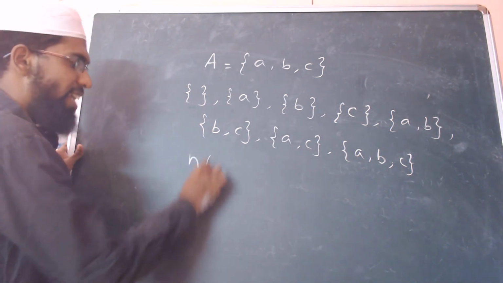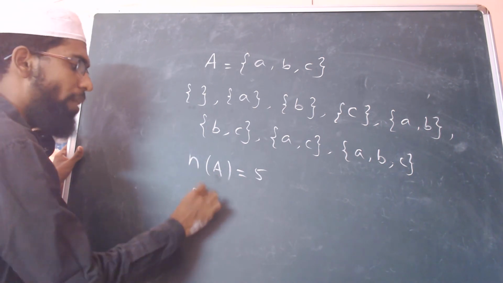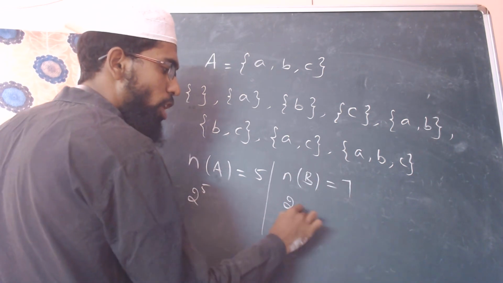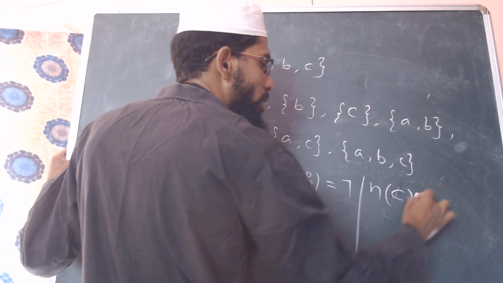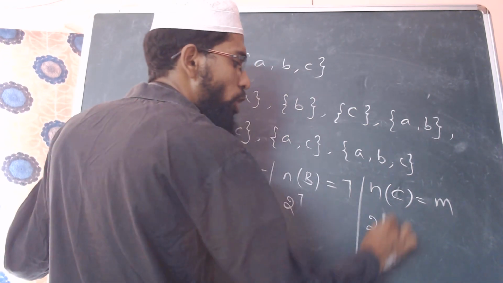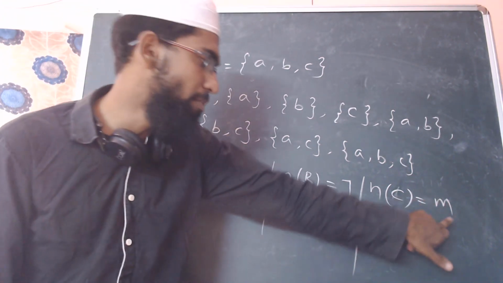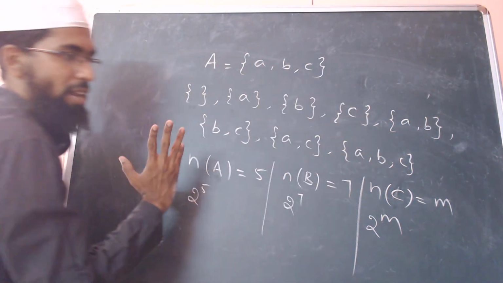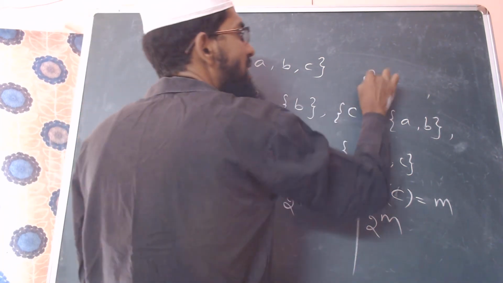If a set has 5 elements, the number of possible subsets of this set is 2 power 5, right? If a set has 7 elements, the number of possible subsets is 2 power 7. If you take a general formula, if n of A is equal to, for example, m, then the number of possible subsets is 2 power m. Hope you got it. If the number of elements in this set is m, then the number of possible subsets is 2 power m. Accordingly, you can cross-check with what we have done. The number of elements is what? 1, 2, 3. 2 power 3 is nothing but 8.